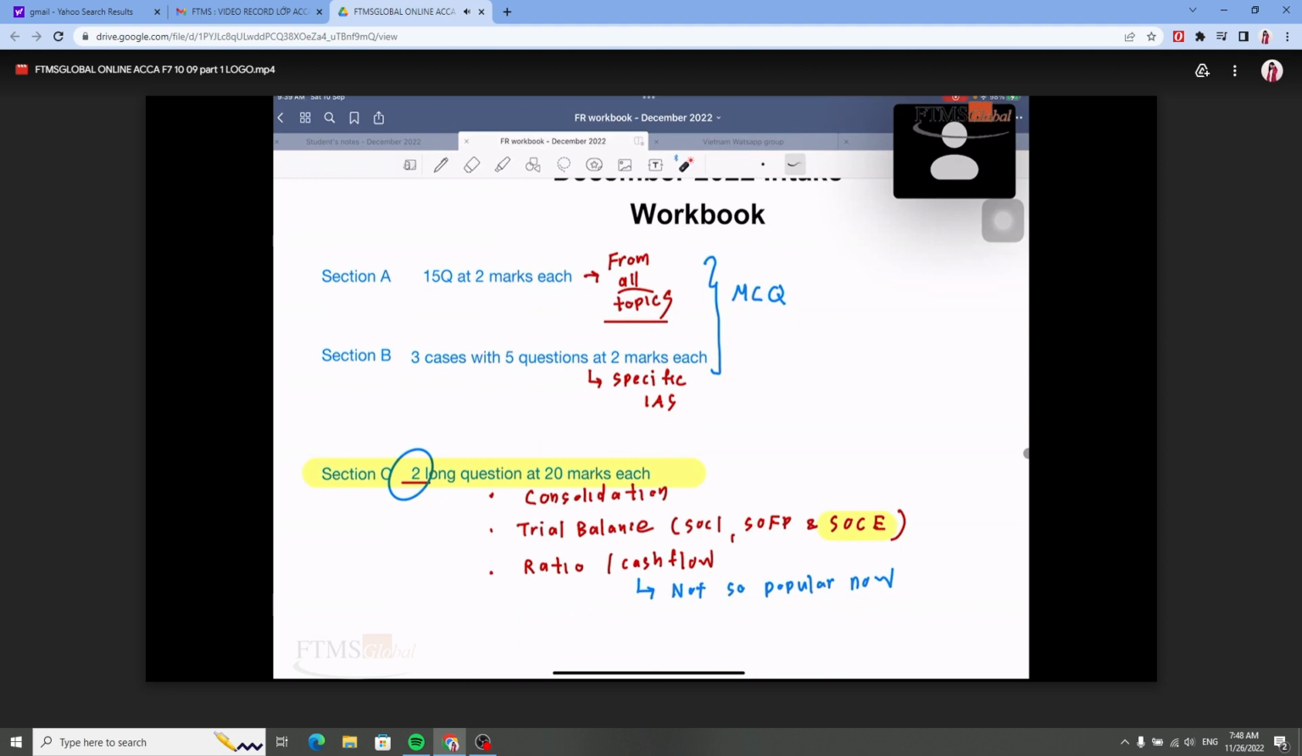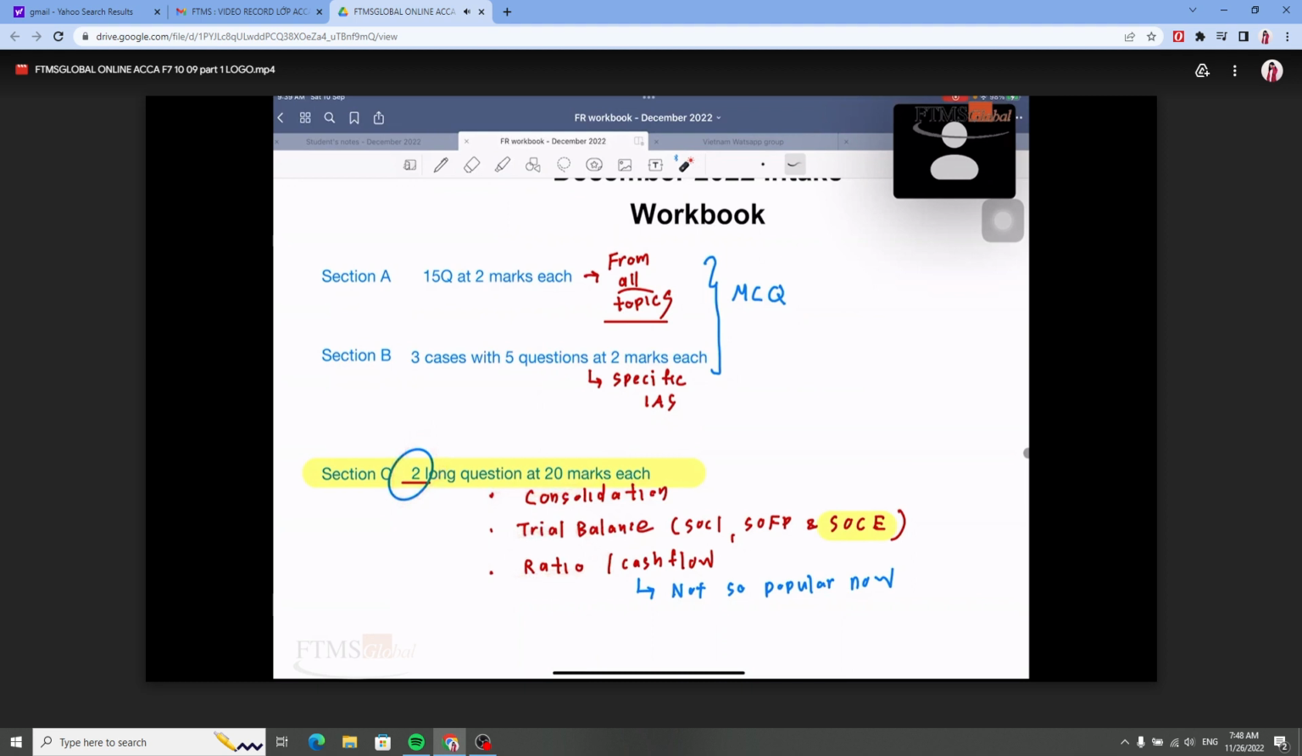Section C to me is easy because it's predictable. Because I already know what question is going to be out in the exam. It's either consolidation, trial balance, or ratio. So 2 questions based on these 3 topics. So that's why I say this is the easiest.